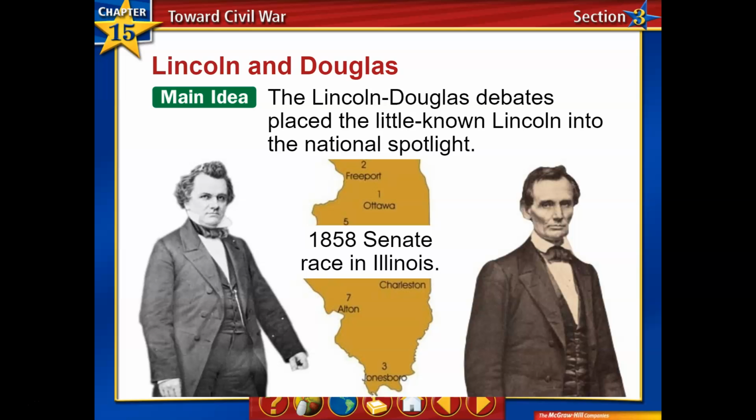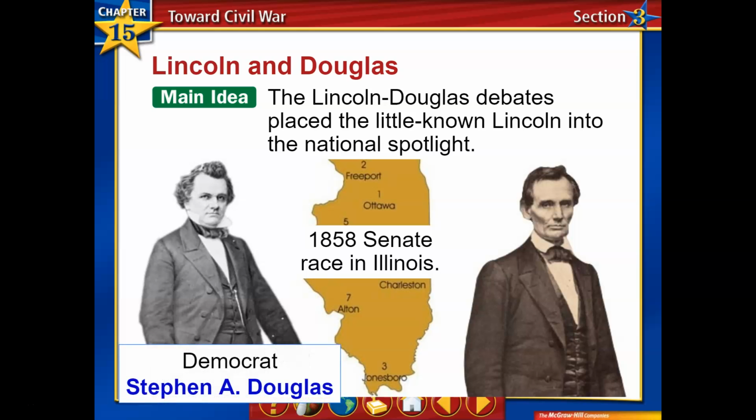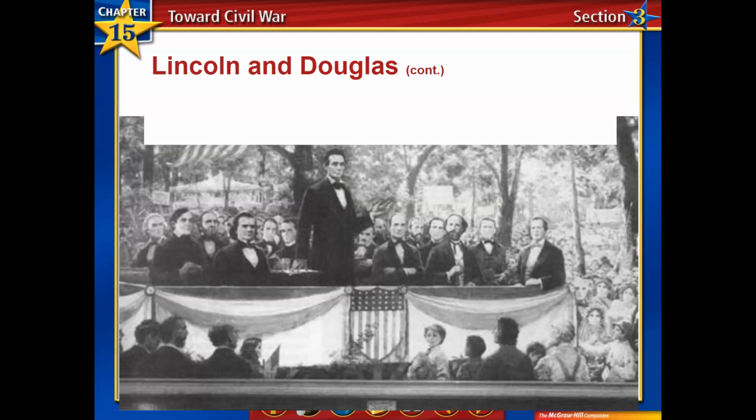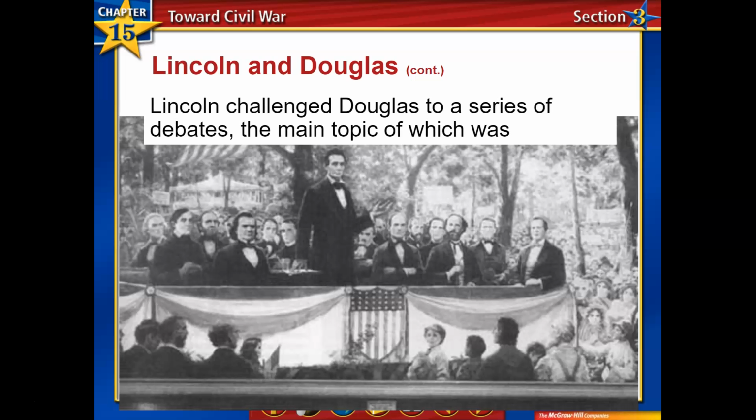So in 1858, there's a Senate race in Illinois. And again, the Illinois rail splitter here, Lincoln, is running against Douglas. On one side, you've got Stephen A. Douglas, who's a Democrat, and Abraham Lincoln, who is a Republican. So Lincoln challenges Douglas to a series of debates, and again, the main topic was slavery. I mean, at this point in history, this is certainly the issue that has divided the country the greatest.